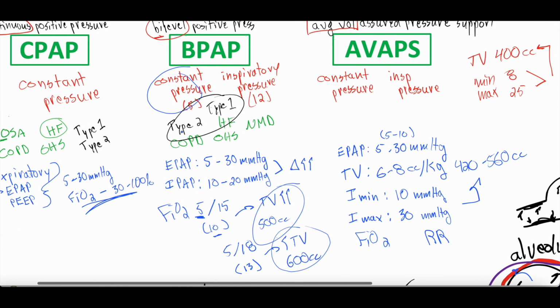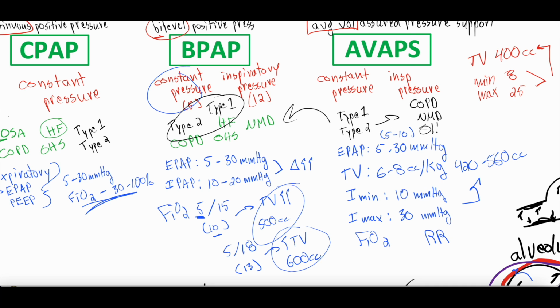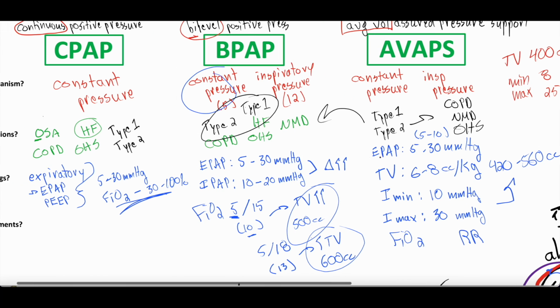Oh, I should say AVAPS you can also use for type 1 and type 2 respiratory failure. Type 1 is low oxygen. Type 2 is high CO2. Type 2 respiratory failure for AVAPS is really nice because you can guarantee them to get a certain tidal volume. You can guarantee them to ventilate a certain amount. So again, COPD, neuromuscular disease, all the things we talked about over here that have type 2 respiratory failure, AVAPS can be really helpful for. You can also use it for obesity hypoventilation syndrome, et cetera, et cetera. So that is the introduction.